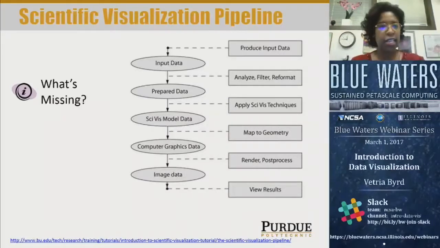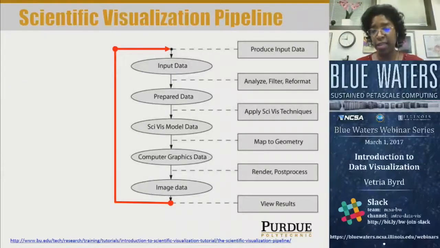So on this slide, we're going to take a look at the scientific visualization pipeline. What's missing from this pipeline that I'm showing is one thing, as I mentioned before: your first visualization will not be your last visualization. And so it's that feedback loop. The reason why I like this particular slide is because it's showing you what's actually happening to the data as you move through this process.